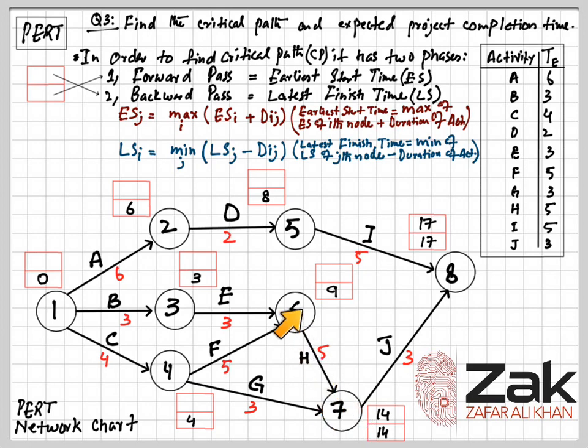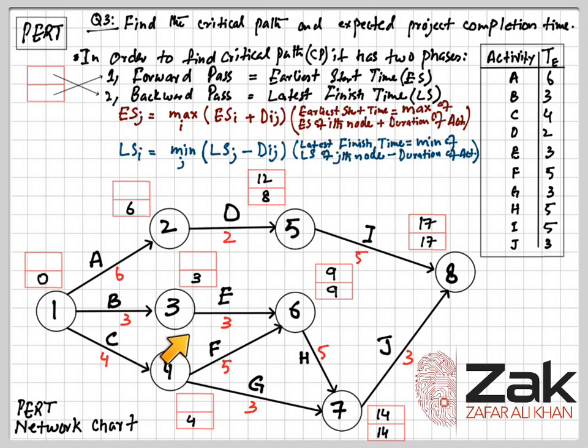After 7 we will go to 6, and then that would be 14 minus 5, that is 9, and then after 6 we have 5. So the ending node for 5 is 8, and the duration over there with the activity I between node 5 and 8 is 5. So 17 minus 5, 12 is the latest finish time at node 5.